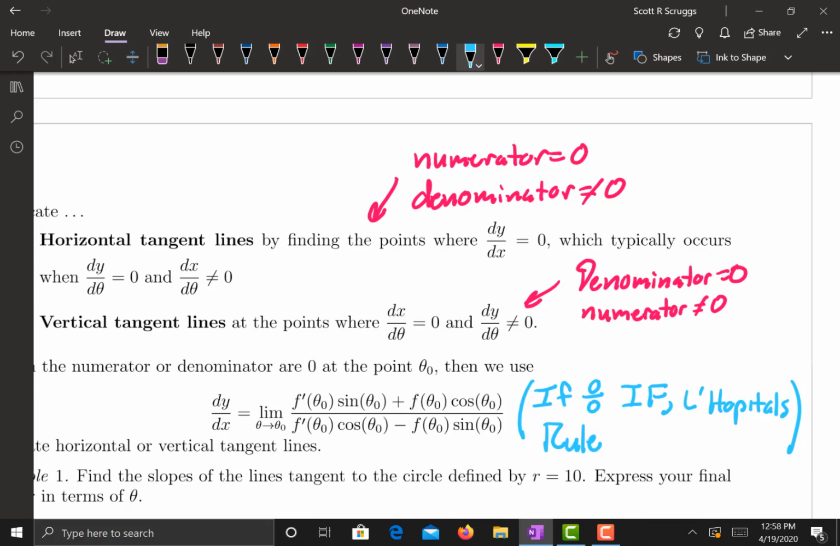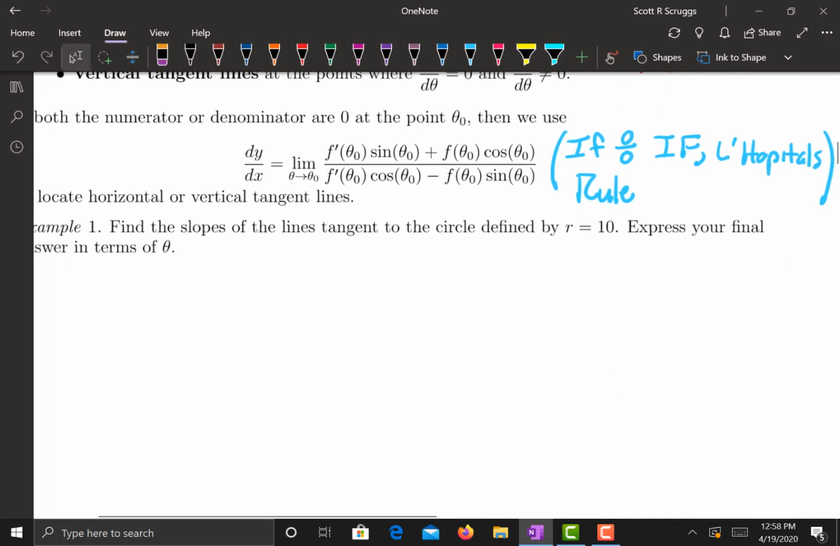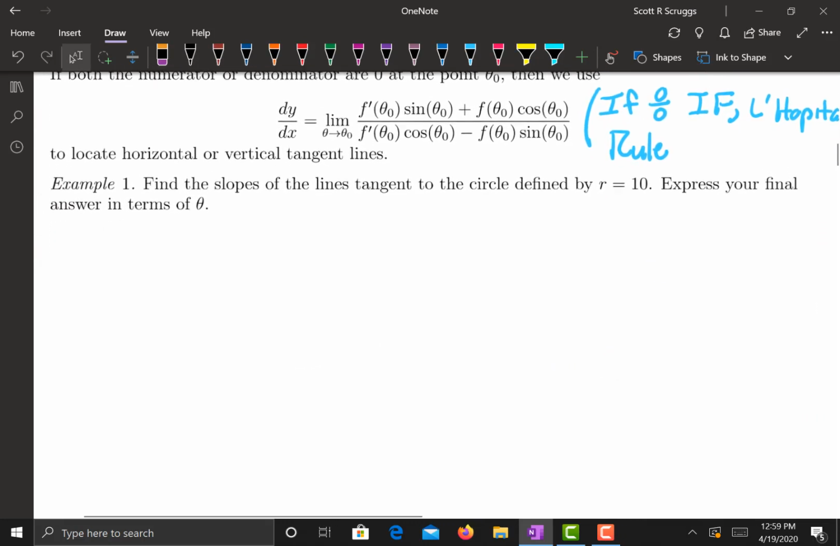So let's go ahead and do some examples with our new formula. So let's start off normal. Let's find the slope of a tangent line with the circle defined by r equals 10. So that means, because I know my polar curve is just r equals 10, 10 is going to be my function with respect to theta, and the derivative of a constant is just 0.